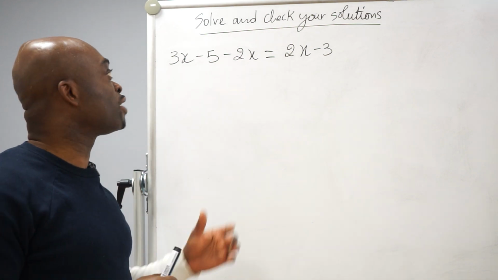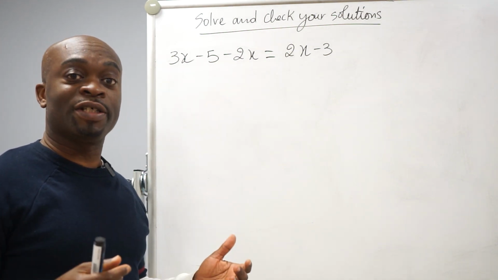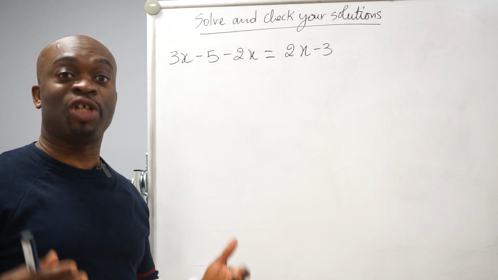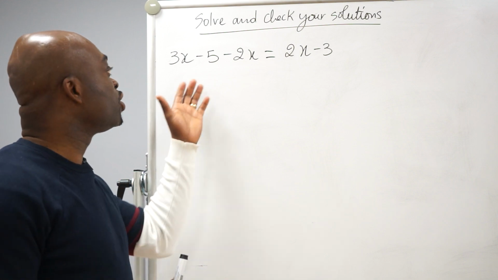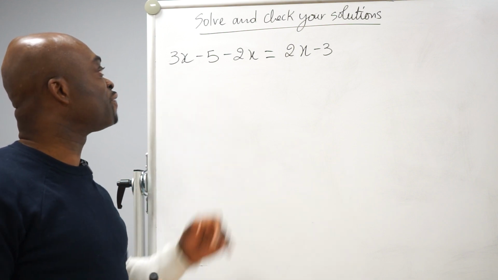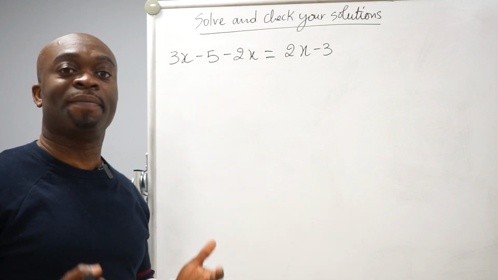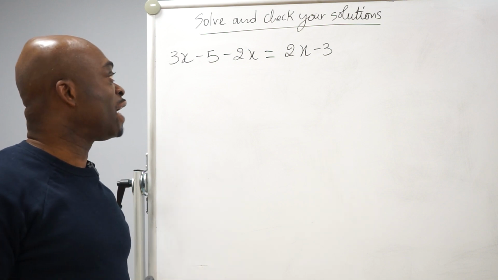Ladies and gentlemen, here we are solving for equations. All right, so we're going to solve and then check the solutions. Okay, so we're solving 3x minus 5 minus 2x equals 2x minus 3. So that's the equation that we have.